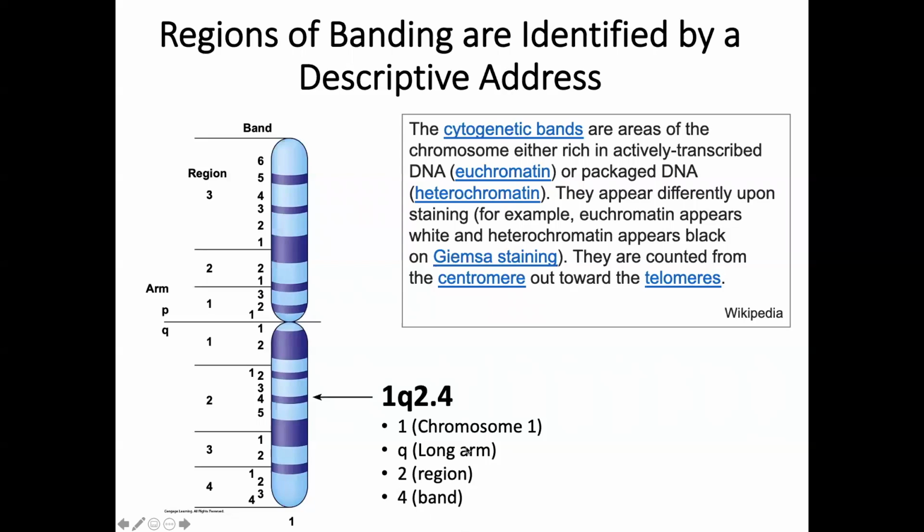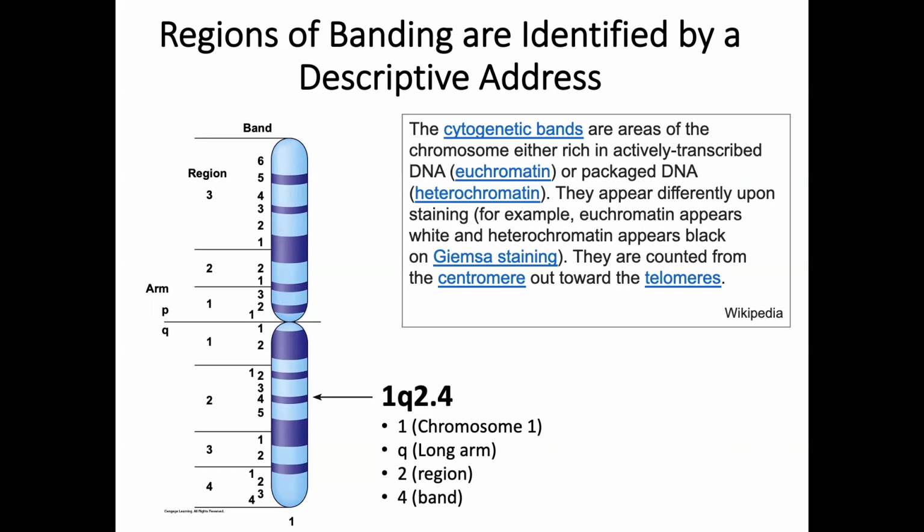So showing over here, for instance, we know that each autosome is numbered from 1 to 22, right? The sex chromosomes are X and Y. Within a chromosome, the short arm is the P arm and the long arm is the Q arm. Each arm is divided into numbered regions. Within each region, the bands are designated by numbers.